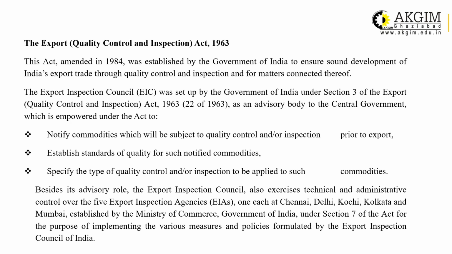Export Inspection Councils, EICs, also exercise technical and administrative control over the 5 export inspection agencies. These inspection agencies are in Chennai, Delhi, Kochi, Kolkata and Mumbai, and they are established under the Ministry of Commerce. So these inspection agencies are responsible for the checking, for ensuring the quality control, and they come under the flagship of the Export Inspection Council.